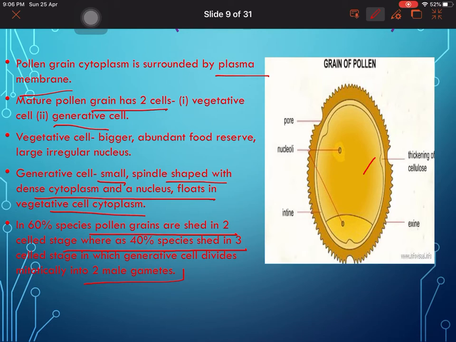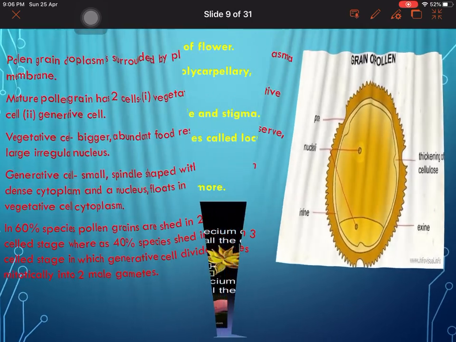The vegetative cell is the bigger one, which is abundant in food reserves and has a large irregular nucleus, while the generative cell is smaller. And in 60% of species, you can see it is shed at the 2-cell stage, while in 40% it is shed at the 3-cell stage.